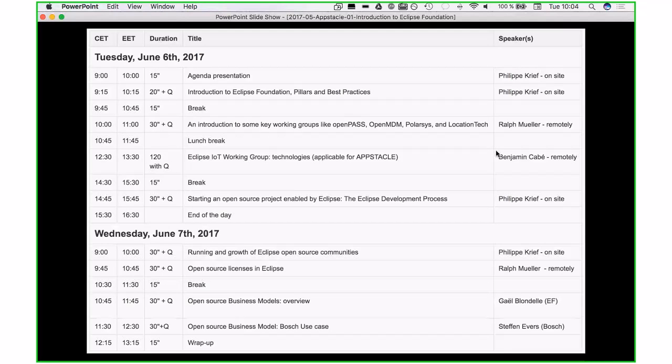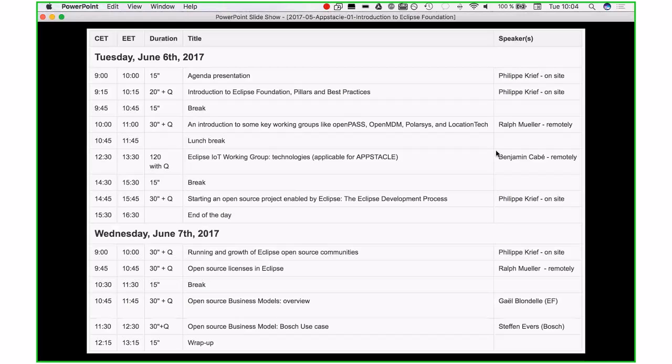Morning, and here's the agenda. So the idea of this training session is to introduce Eclipse and why we are in this kind of project, and what we can do for the project to help you open source your project and make it sustainable after the end of the project. And for that, we will cover several aspects.